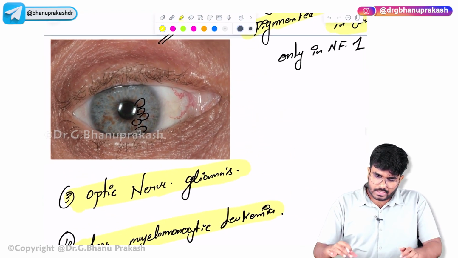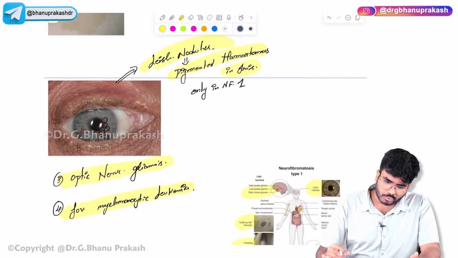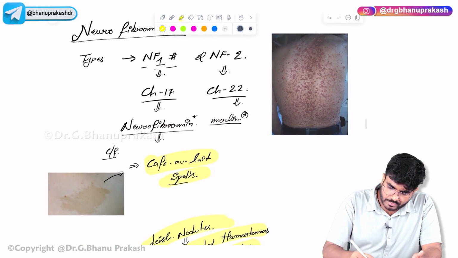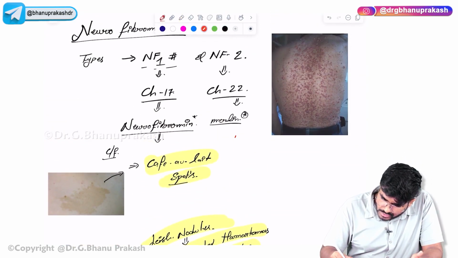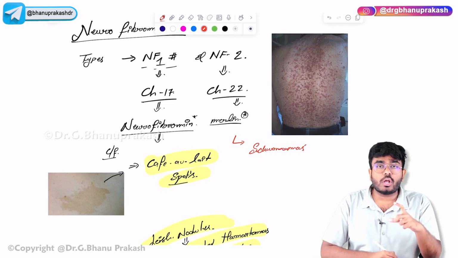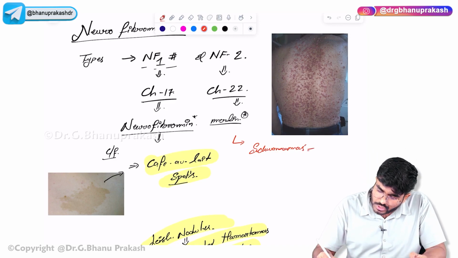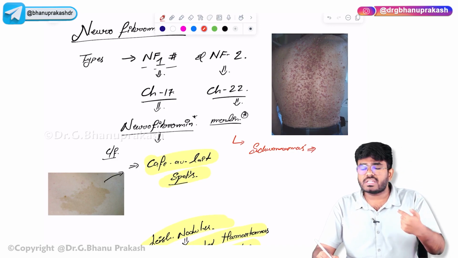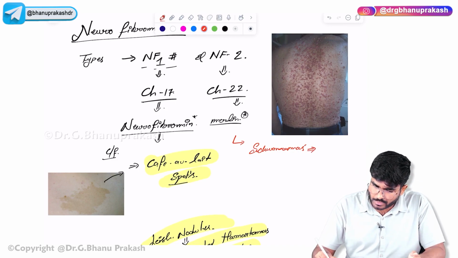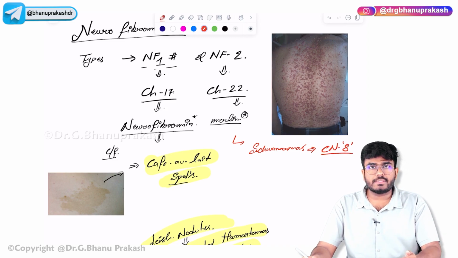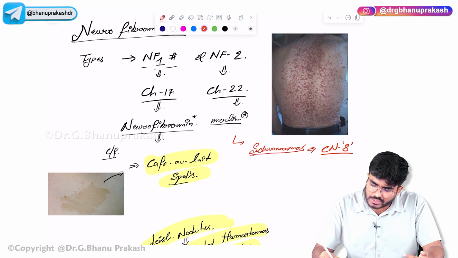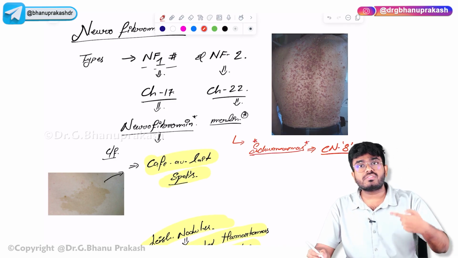Next, in neurofibromatosis type 2, let me write here itself. What is the patient going to have? The patient is going to manifest schwannomas. Schwannomas are tumors around which nerve, especially which cranial nerve is going to be affected? The schwannomas are going to affect cranial nerve number 8, the vestibulocochlear nerve. Schwannomas are nothing but tumors of Schwann cells.